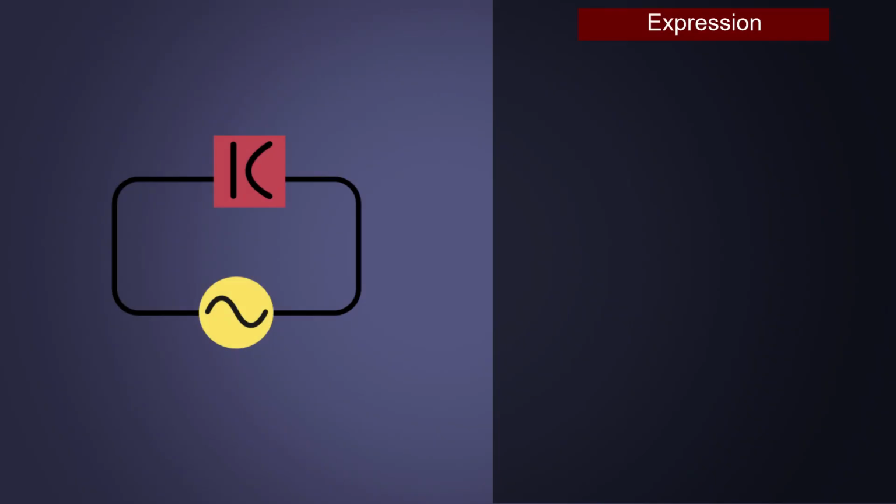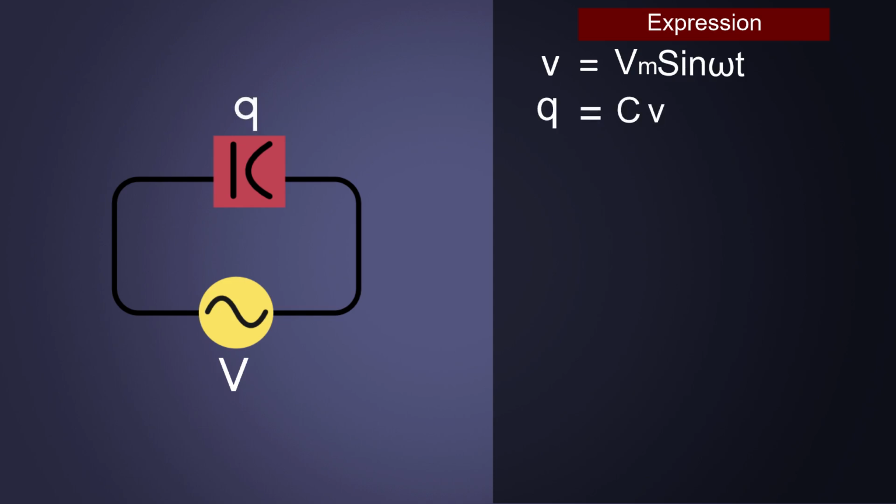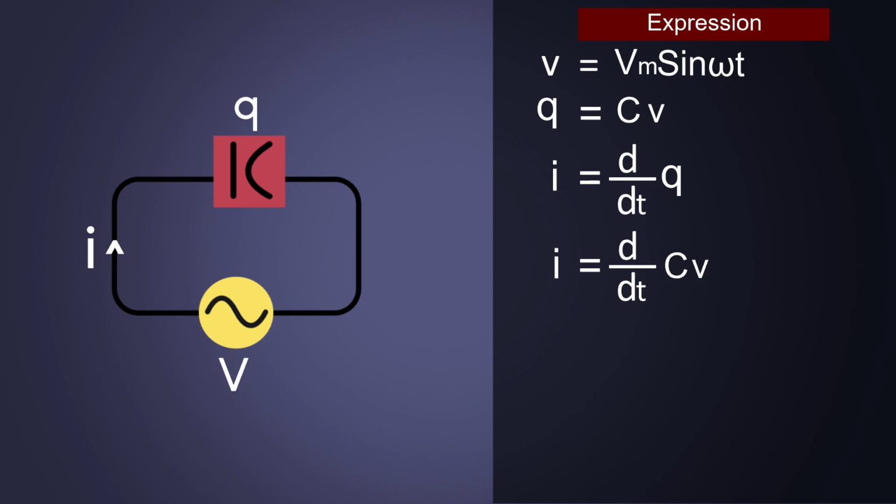Now, if we look at the instantaneous voltage and current expressions, the alternating voltage applied to the circuit is V equals Vm sin omega t. Charge of the capacitor at any instant of time is given as Q equals Cv, and then current flowing through the circuit is given by the equation I equals dq by dt. Putting the value of Q from the earlier equation, we get I equals d by dt of Cv. We will substitute the value of voltage V from the equation of voltage. Then the expression looks like this.